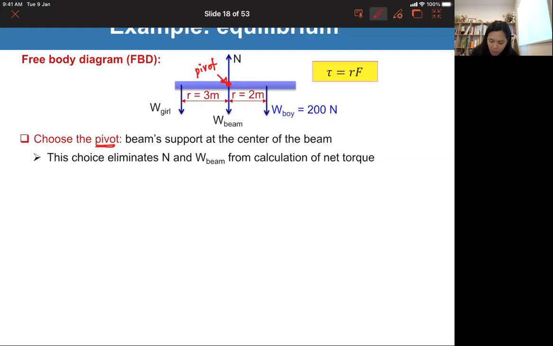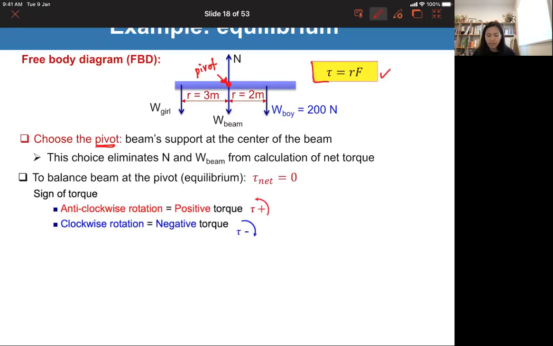But notice that because the pivot point is at the geometric center of the beam, that eliminates the normal force and the weight force in the calculation of the net torque, because the lever arms are 0, and therefore the torque is 0 due to the normal force and the weight force. So now that you've identified the pivot point, you can calculate the torques using this equation. That's the equation of the torque. To balance the beam out, you know that the anti-clockwise torque should be equal to the clockwise torque, as we've seen in the first example.